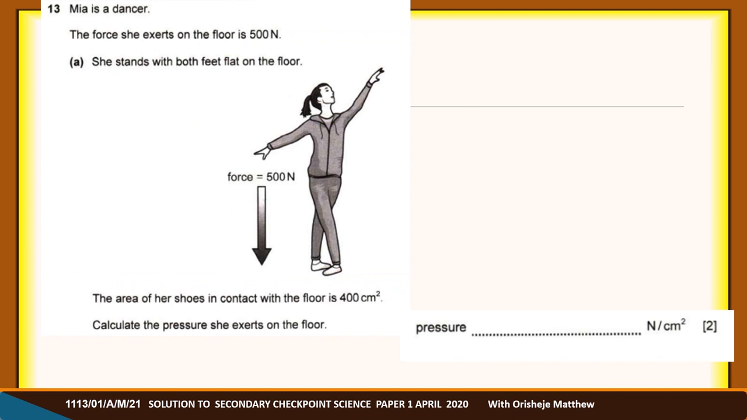Mary is a dancer. The force exerted on the foot is 500 newtons. She stands with both feet on the floor. The area of one foot in contact with the floor is 400 cm². Calculate the pressure of the force she exerts on the floor.